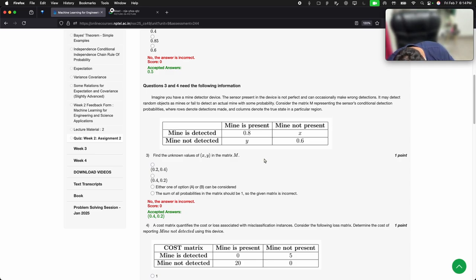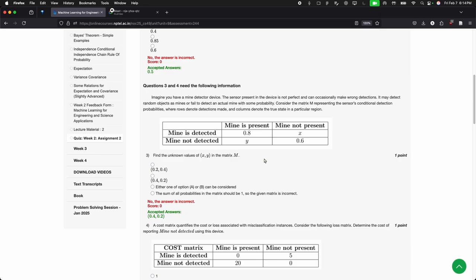So the convention is that whatever is given on the x-axis is independent, while whatever is given on the y-axis is dependent. Okay, so it is a general convention which is followed, but let me draw one more. But in probability, let me write it like this: mine present, mine absent, mine detected, mine not detected. This is 0.8, y, and this is x, 0.6.